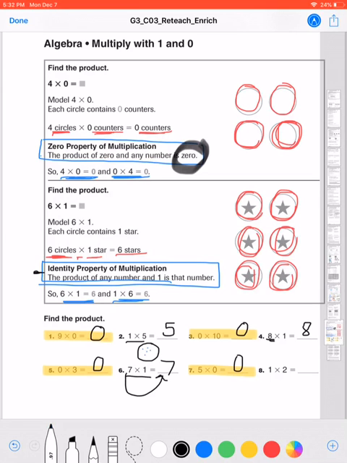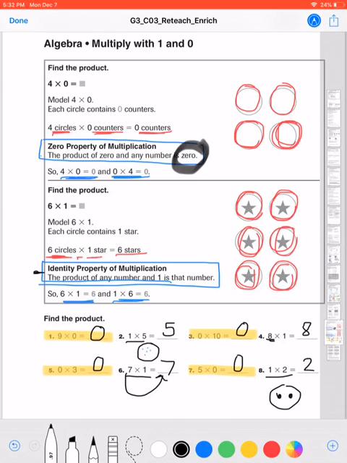Last but not least, we got 1 times 2. So we have one group, and that one group has 1, 2 in it. So how many we've got? You got it. We have 2.